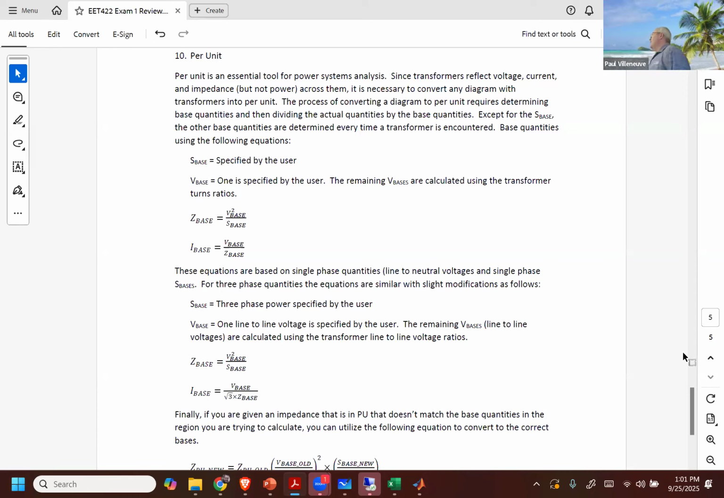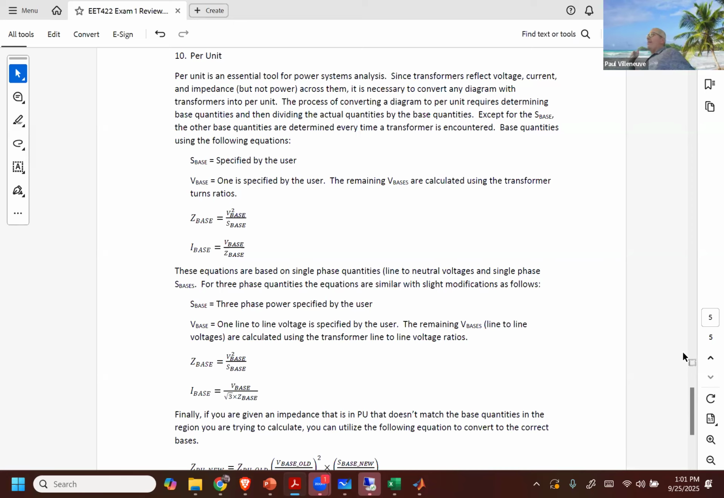The only things you have to do: pick one S base, because the transformer doesn't change the power. Pick a single V base at a location. Then, as necessary, you calculate Z base and I base. And what we saw in lab this week is you didn't have to calculate Z base everywhere. Remember, we only had two lines that gave you impedance values, so you only had to calculate Z base in those areas.